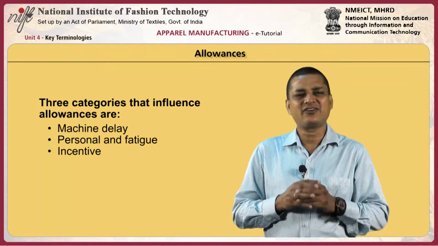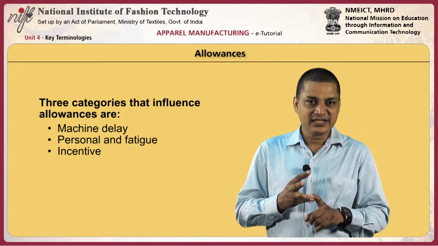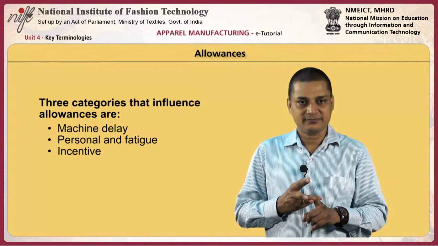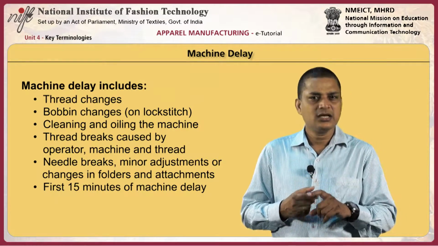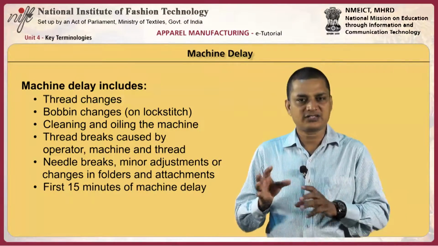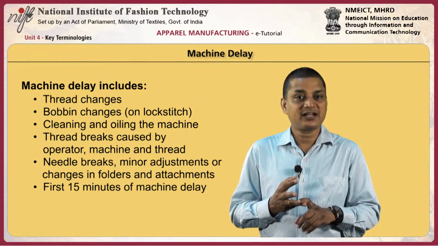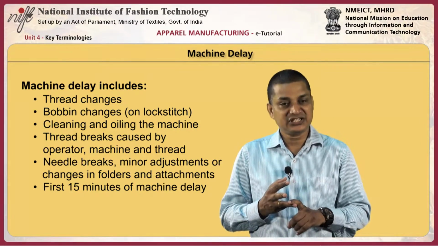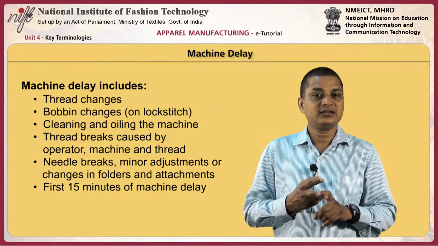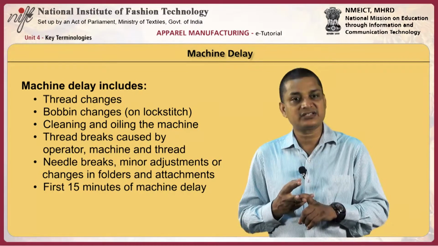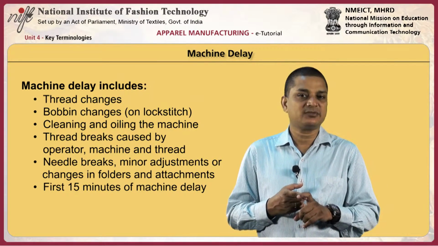Three categories are recognized: machine delay, personal and fatigue delay, and incentive. Machine delay includes the following: thread change, bobbin changes on a lockstitch machine, cleaning and oiling of the machine, thread break caused by the operator, machine and thread, needle break, minor adjustment or changes in folders and attachments, and the first 15 minutes of machine delay.